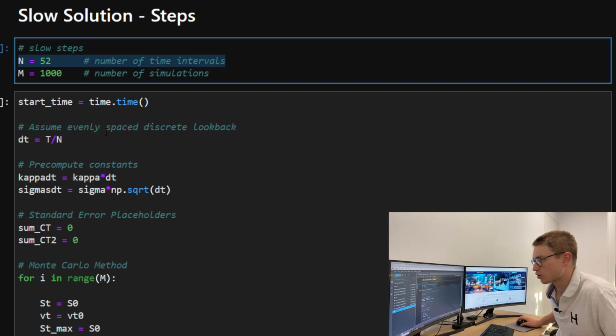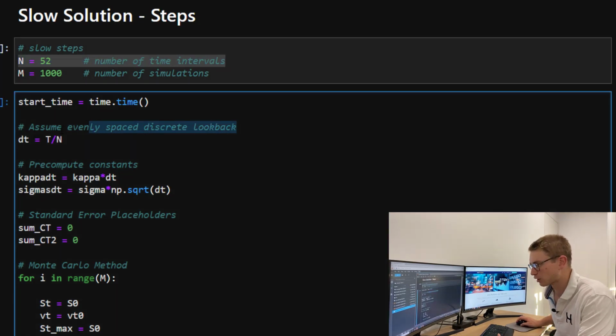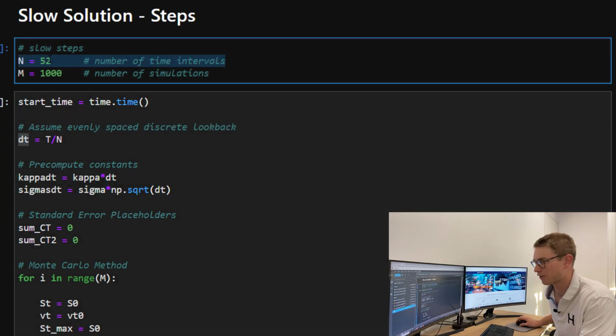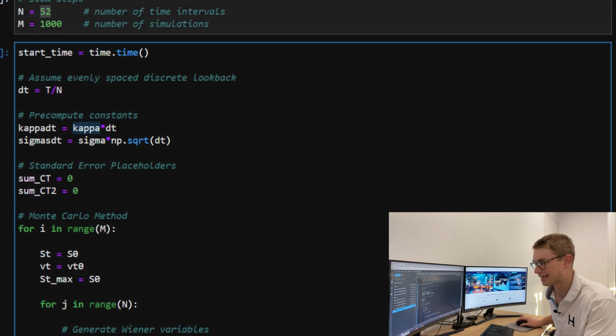So let's assume that they're evenly spaced discrete lookbacks. Here we just have our time step dt, which is 1 year divided by the 52 weeks. We're going to pre-compute our constants. We take our yearly constants and multiply by dt for our kappa, and then multiply by the square root of dt to get our adjusted sigma.